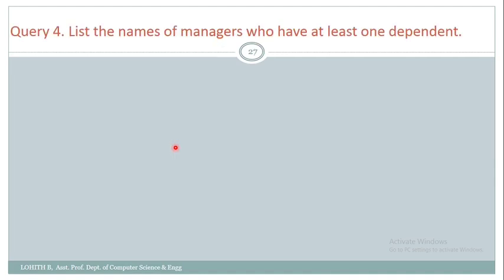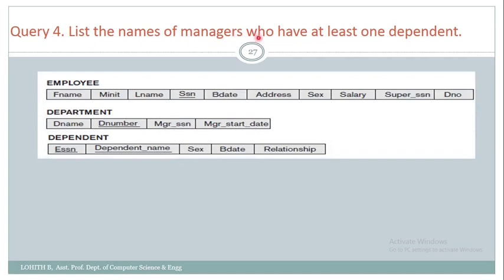Let us consider a simple example. We have a problem statement: list the names of managers who have at least one dependent. I repeat once again, list the names of the managers who have at least one dependent. Here we have three relations: employee, department, and dependent. Now the question is, list the names. Where will I get the information about the names? I will get it from the employee table. In the employee table, I have first name, middle initial, and the last name. The information about the names of the employees will be available in the employee table.